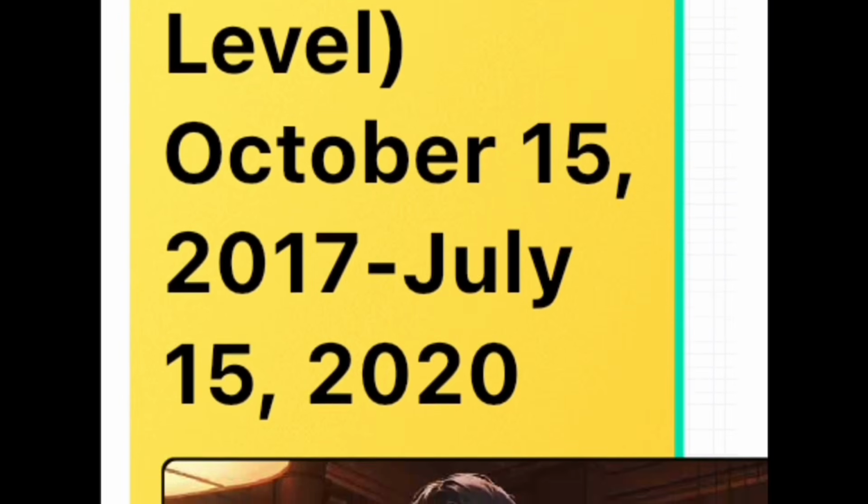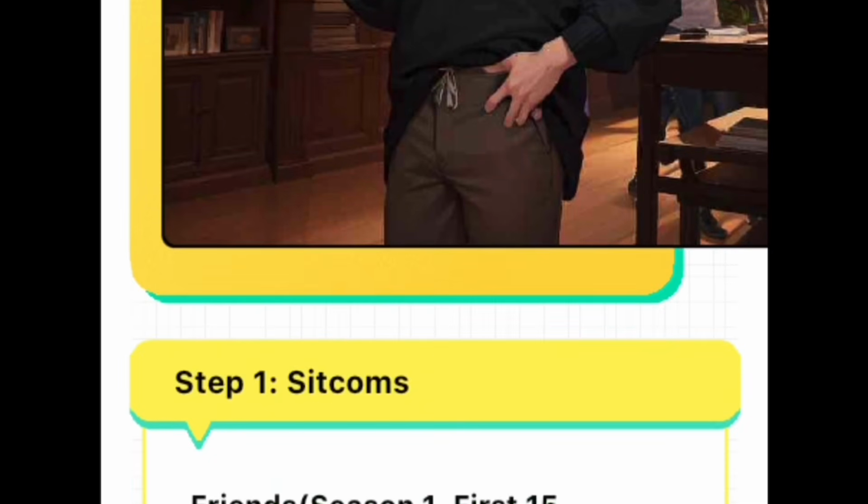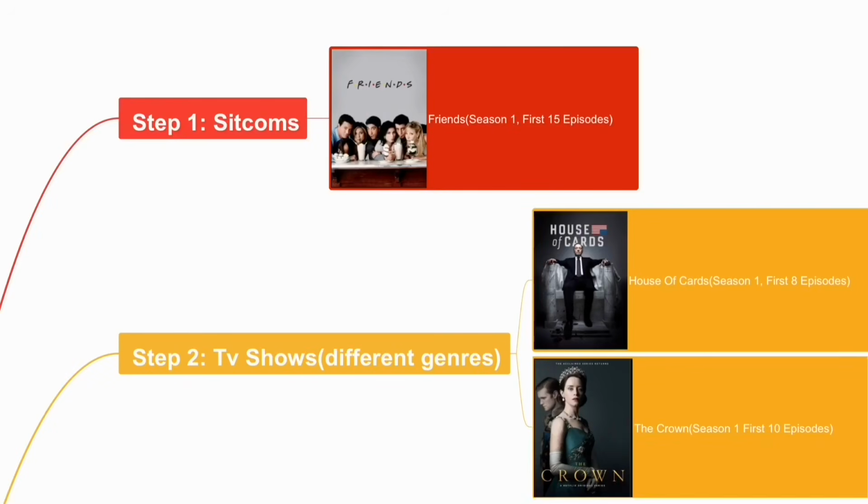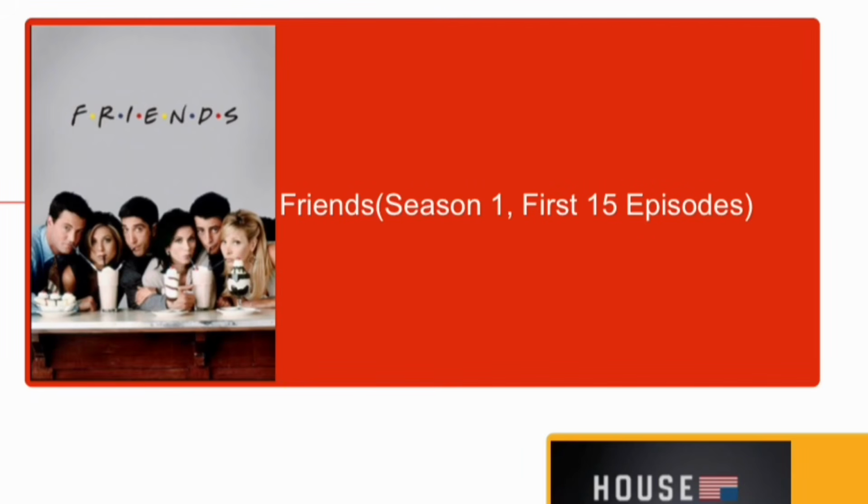On October 15, 2017, I started practicing with a script of Friends. That was the time I understood that the only way to learn a language was to speak a language. When I first started watching Friends, I wasn't understanding anything. I wasn't understanding English at all. I was a complete beginner. There is no point in watching tons of TV shows or movies or episodes in order to learn a language. For instance, I learned English with the script of the first 15 episodes of Friends. As a first step, I started learning English with the script of Friends.